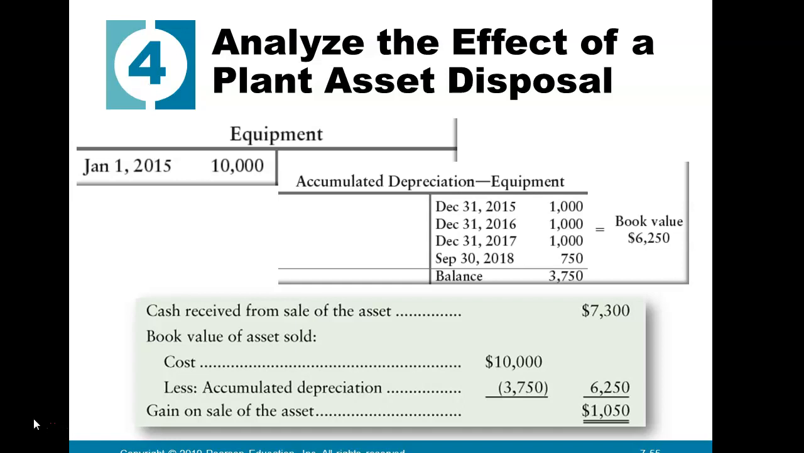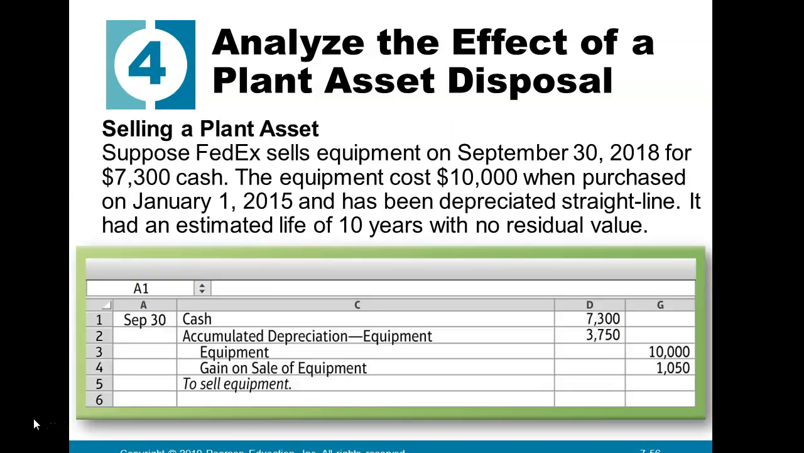The book value of that asset, again, is the $6,250, broken into the cost minus the accumulated depreciation. The difference between the book value and the actual sale of that item is going to be your gain or loss. In this case, because the book value is lesser than the cash received from the sale, guess what? You got a gain. And a gain is an other revenue account. Remember, a gain is revenue.